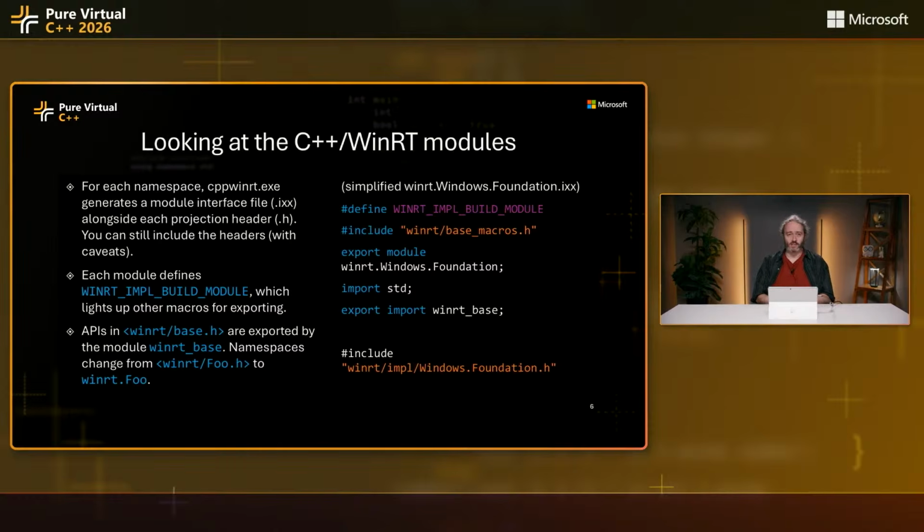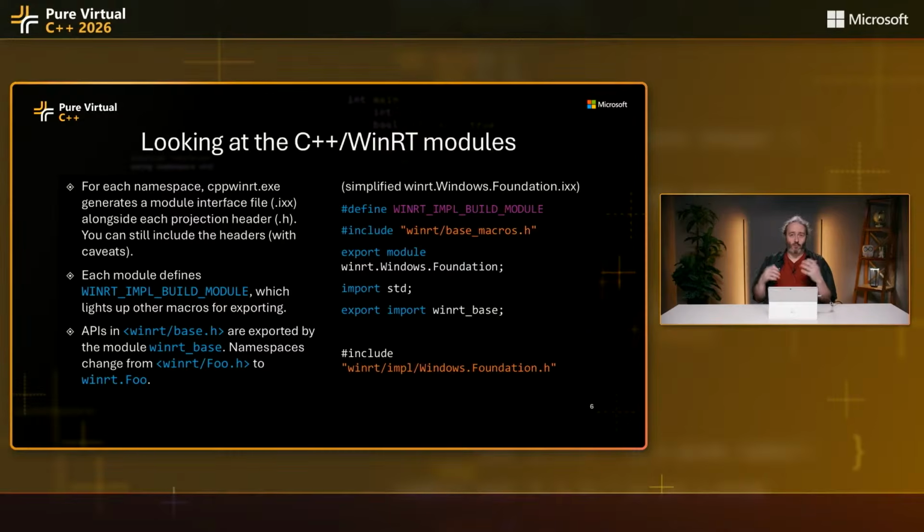They can coexist. Each module defines WINRT_IMPL_BUILD_MODULE. It's a macro that controls some configuration behind the scenes. And then it includes the headers that you traditionally generate and selectively exports things in order to make the module work.